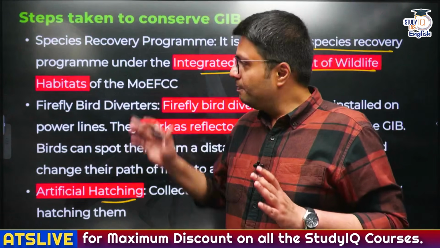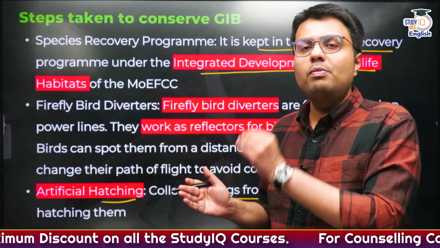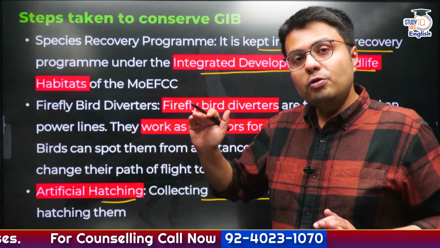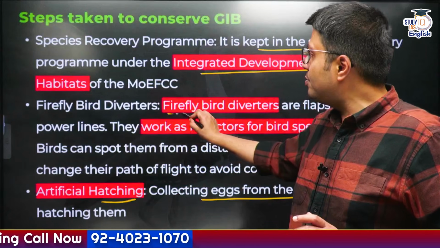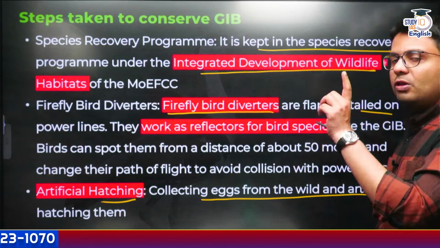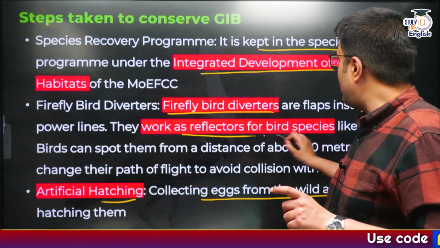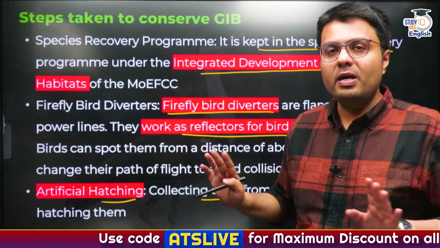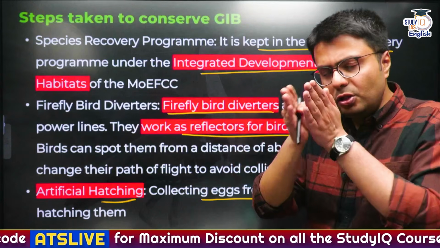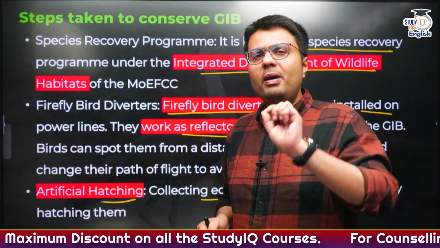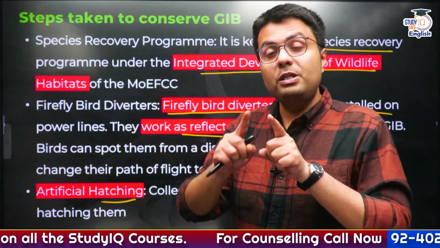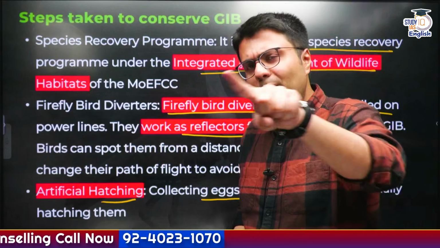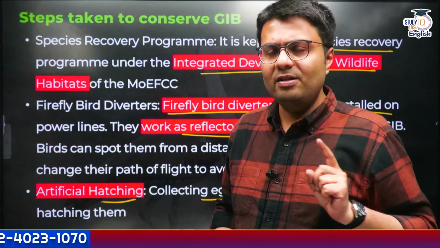The process takes place. Similarly, one of the greatest dangers that these bird species actually face is that they get electrocuted and entangle themselves in the power lines. So to prevent that from happening, the government introduced firefly bird diverters, which are flaps installed on the power lines, and they work as a reflector for bird species because birds can actually spot them from far and they can change their direction accordingly in order to not entangle with them. So these are the conservation efforts done by the government in order to increase the number of these species, which already are very less in number. You can understand how less is 150 in the wild, and that is why they have been categorized as what? As a critically endangered species.